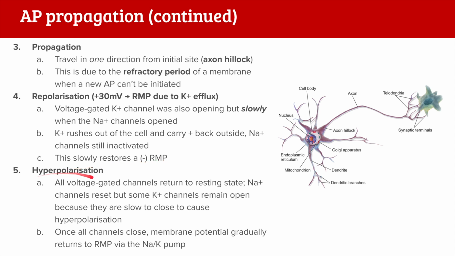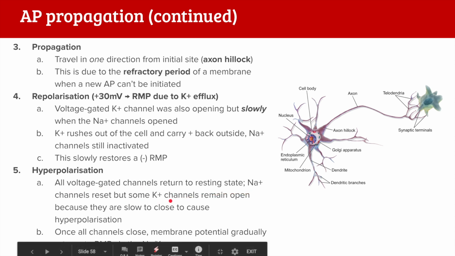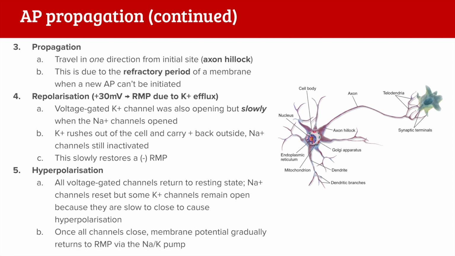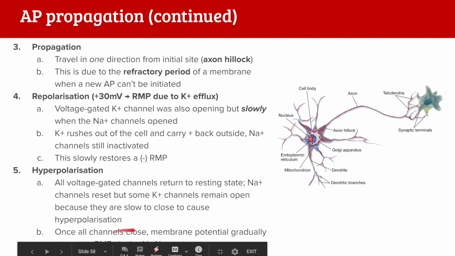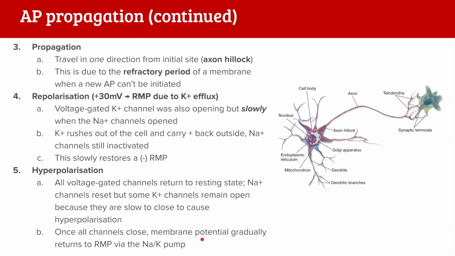And normally there's a hyperpolarization period. The sodium channels are reset, but the potassium channels still remain open, which allows continued potassium ions to flow out and make the inside even more negative than before. Once all these channels close, eventually the membrane potential of -70 will happen again, and this is done by the actions of the sodium-potassium pump.